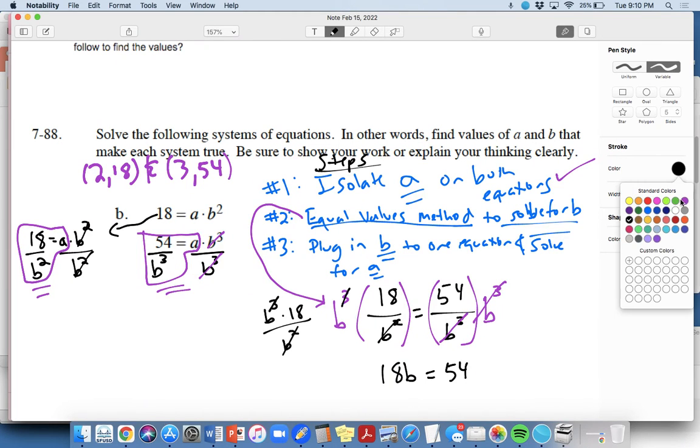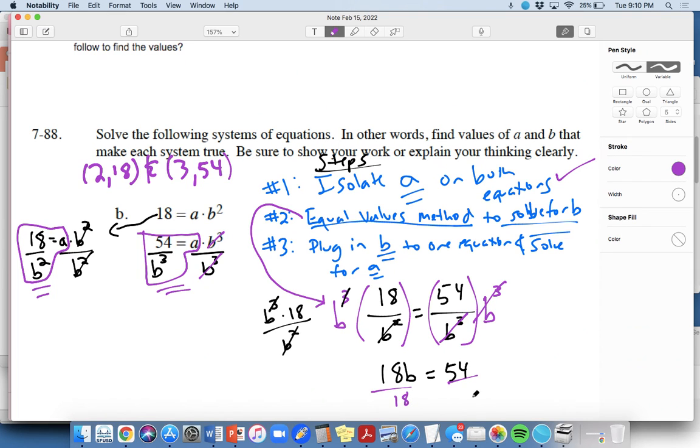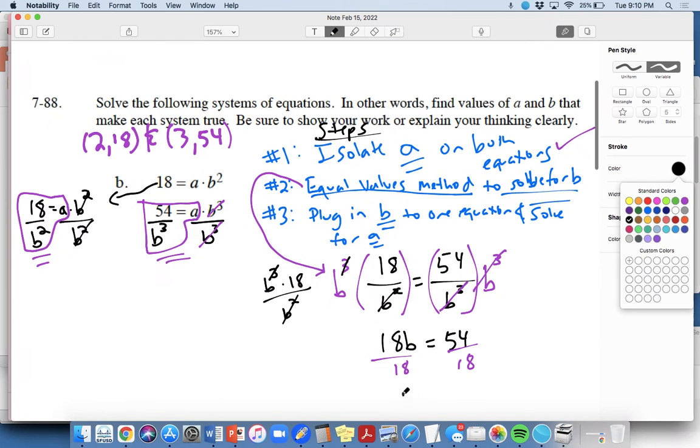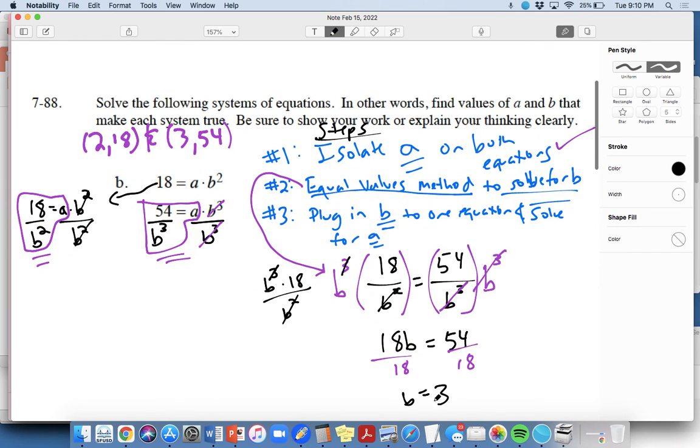And I found my multiplier. Check it out. There's only one thing I need to do to get my multiplier. Kind of a lot going on. It's a challenging problem, but there are different ways to get there. Divide both sides by 18, and I get b equal to 3. So there's b. I got it. I solved for b. Hooray! I feel great about that.